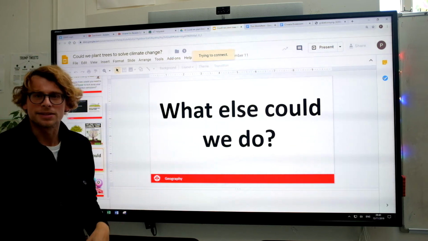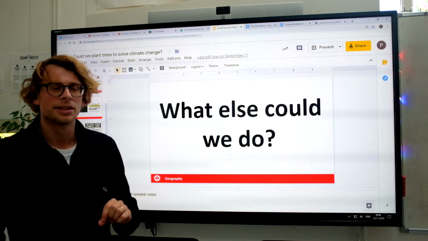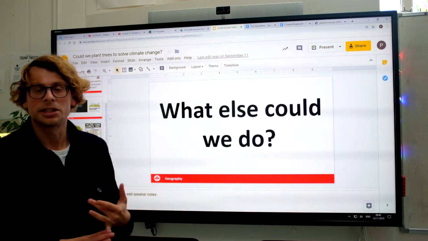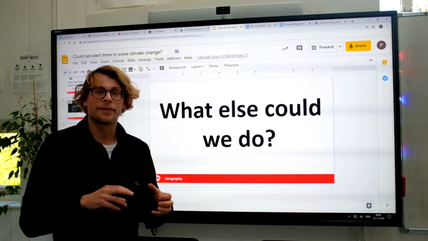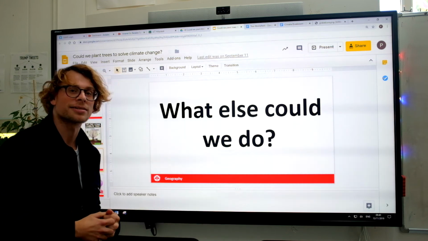One of the last activities then is thinking, well, if planting trees isn't the solution, what else could we do? And you get students thinking about some of the other ideas, in terms of maybe changing where we get our energy from, thinking differently about travel, and that then introduces some of the ideas that we're going to come into in future lessons.